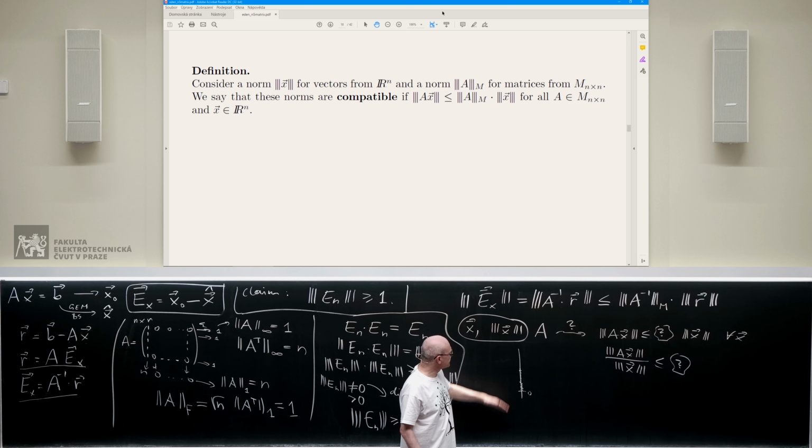Okay, finally, we have a system of linear equations. We found a solution, perhaps. We found a candidate for the solution. We want to know the error of this approximation of our solution.